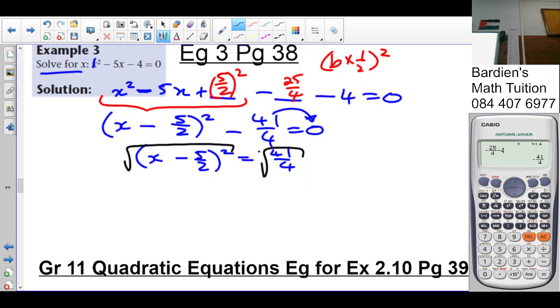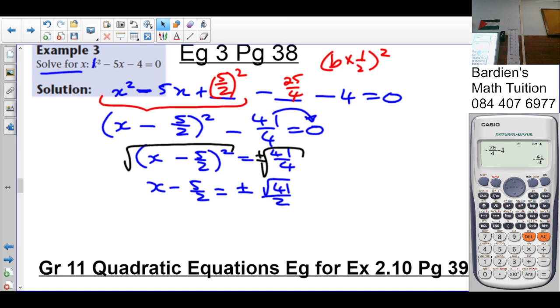If I square root, I must not forget plus minus. So I got x minus 5 over 2 is equal to plus minus. If I put that in the calculator, it's going to give you the root of 41 over 2. Okay? You check this out. It will be the square root of 41 over 4. Square root of 41 over 4 gives you the root of 41 over 2.